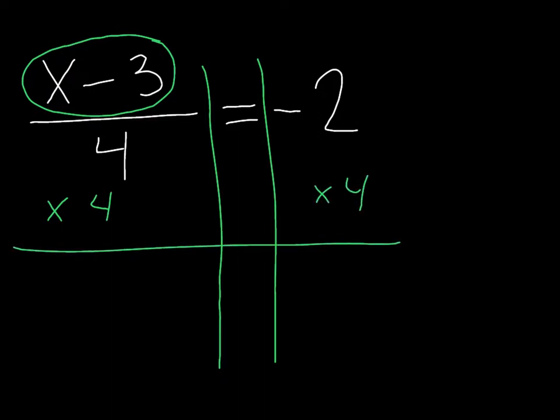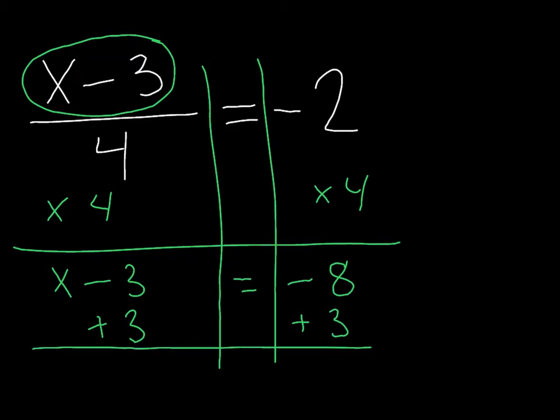So now I am left with x minus 3 equals negative 2 times 4, which is negative 8. Now I am able to add 3 to both sides. So x equals negative 5.